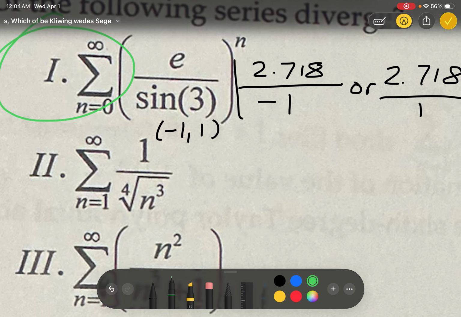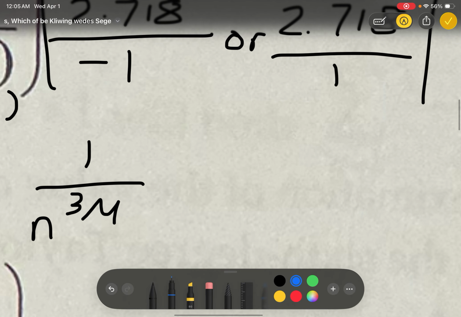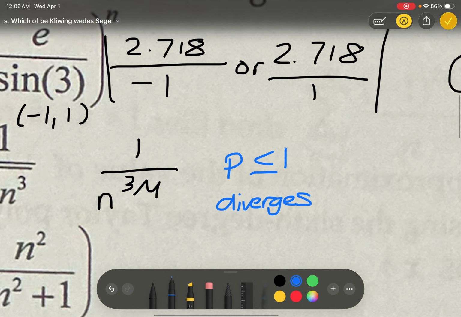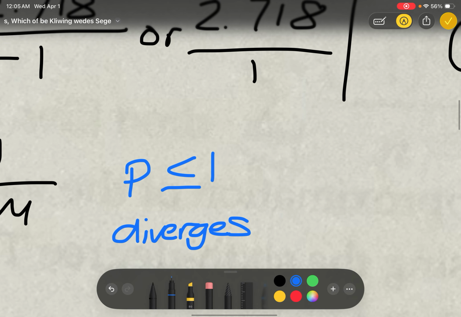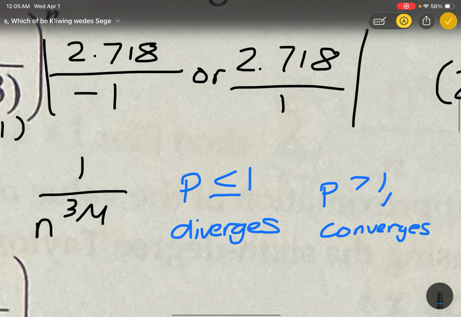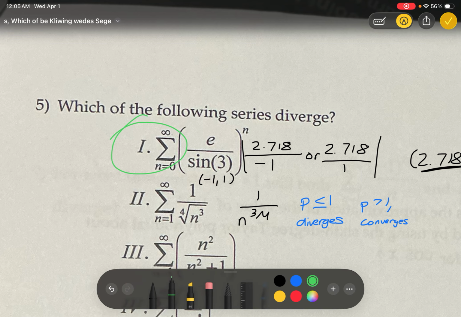This is a p-series problem because this can be rewritten as 1 over n to the 3/4. And for p-series, if p is less than or equal to 1, it diverges. If p is greater than 1, it converges. So now we're going to study that. Is 3/4 less than or equal to 1, or is it greater than 1? 3/4 is less than 1, so this is also a divergent series.